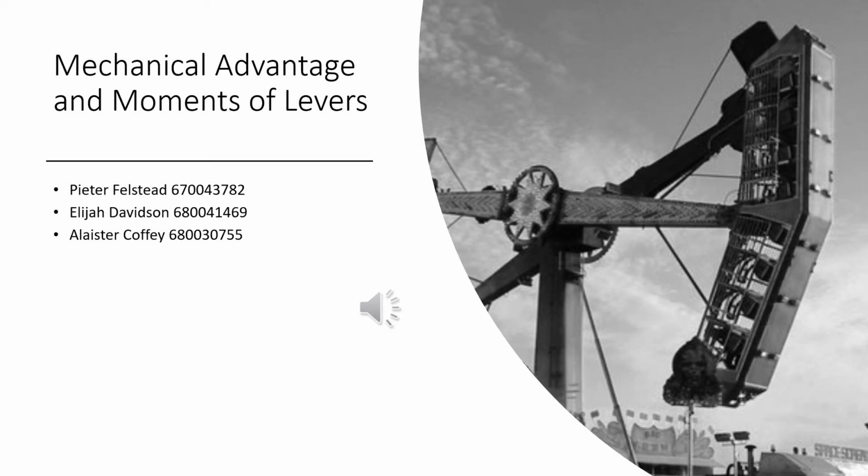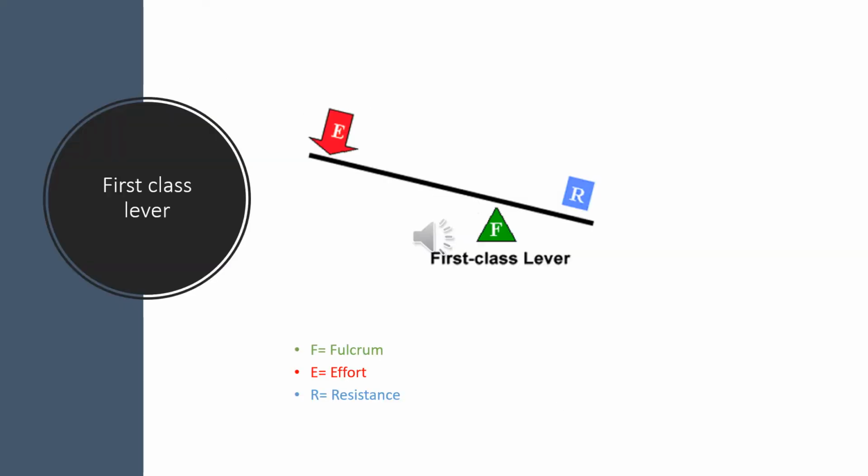In this video, we investigate the real-world examples of mechanical advantages and moments of the three various types of levers. First-class levers are where the pivot is between the force acting and the resistive load. Here is an example of a first-class lever.